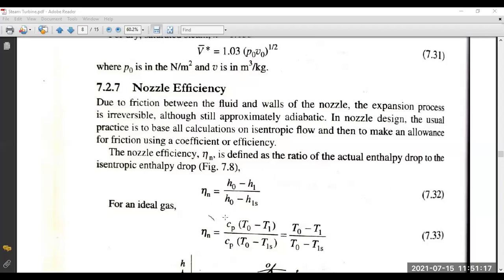Now, sometimes a velocity coefficient phi is defined as the ratio of the actual exit velocity to the exit velocity if the flow is isentropic between the same pressures. We have V1 bar divided by V1s bar: the velocity at the outlet when there is normal flow, and the velocity at the outlet when there is isentropic flow. Both have a bar because velocity is a vector quantity. So we can say that from these two equations, phi is equal to eta nozzle to the power half.